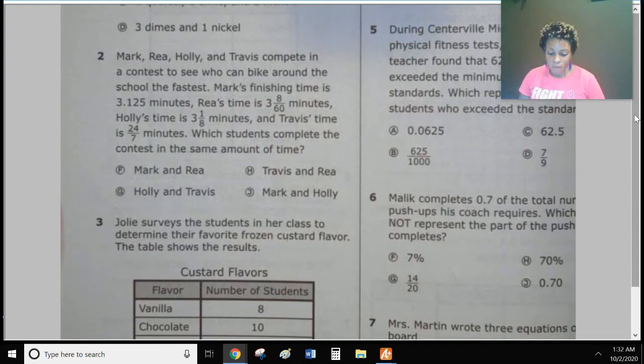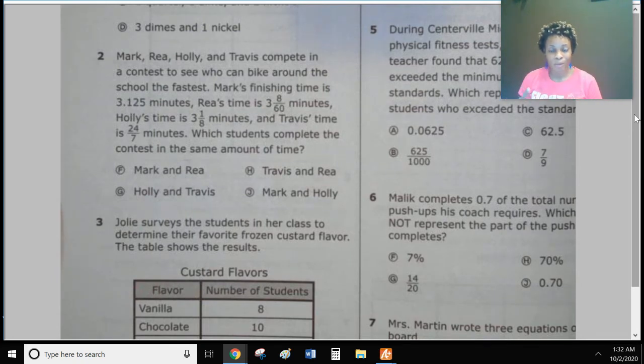So first of all, you want to make sure that you write down all the, let's use our CUBE strategy. We can circle all the important numbers. We can underline the question. We can box in action words. Right now, we're looking for more than one student, and we're looking for them to have the same time. If you look at it, you see that some kids have decimals, some kids have mixed numbers. We see an improper fraction. So there's a mixture going on.